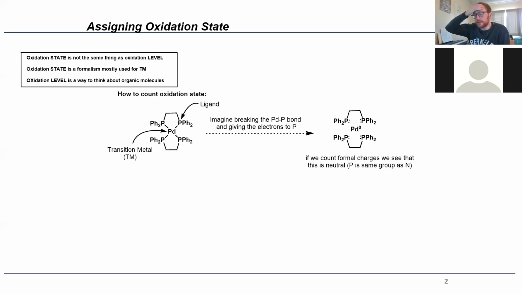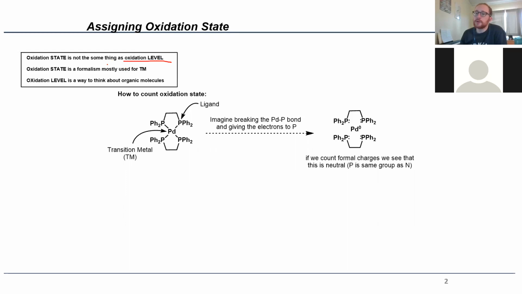This is something I think is covered in intro organic chemistry or intro chemistry classes, but I want to go over it again and make sure that we all feel really comfortable assigning oxidation states and get lots of practice at it. And just for a general disclaimer, in this class we've talked a lot about oxidation level, right? We use oxidation level as a formalism for discussing oxidation and reduction reactions of organic molecules.